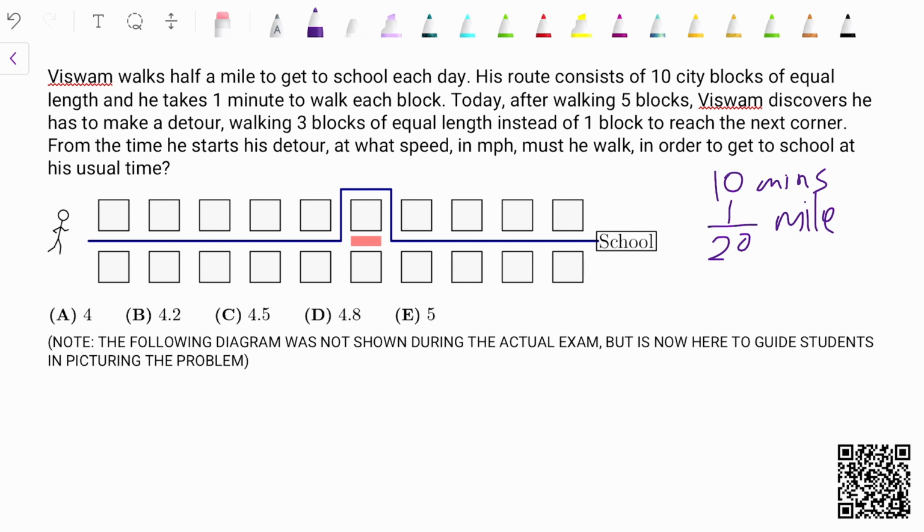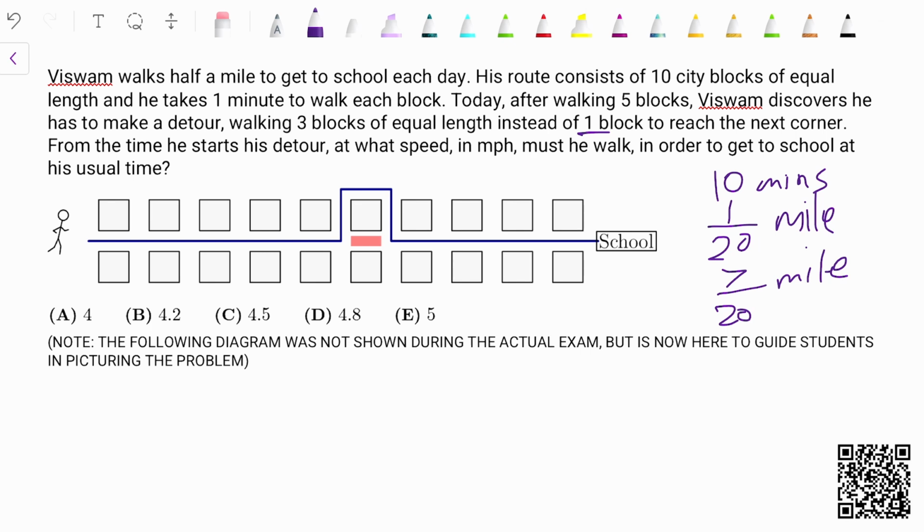So after walking 5 blocks, so that's 5 minutes off, he discovers that he has to make a detour walking 3 blocks of equal length instead of 1 block. In this case, you might think, well, he has 5 more blocks to walk and he walks 3 more blocks, which means that he has to walk 8 blocks, right? But in reality, he doesn't actually. Since he was going to walk 1 block originally anyway, and he's just walking 3 blocks this time, he's only going to walk 2 extra blocks, meaning that he's going to walk 7/20ths of a mile after he walks the detour and keeps walking to his school.